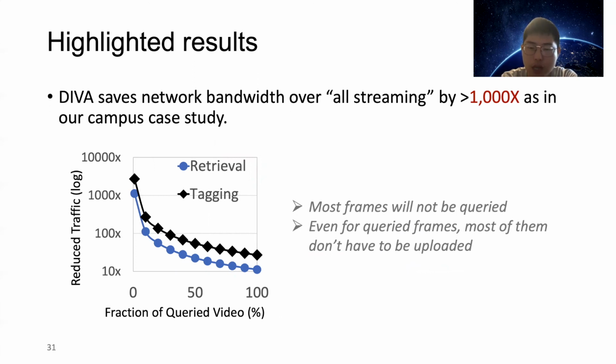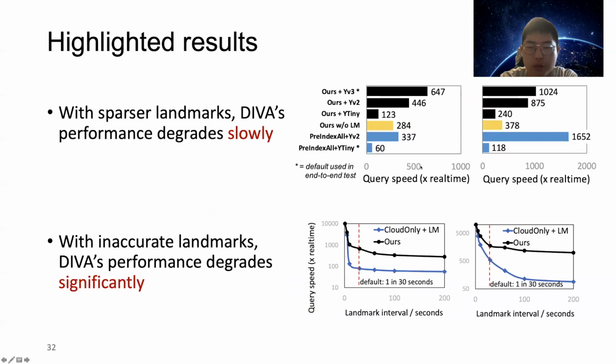The network saving comes from two sides. The first one is cold video that is never queried, and the second one is video filtered by the operators of DIVA during the query time. Finally, we repeat our experiments with different camera hardware. The results show that DIVA can tolerate sparser landmarks with acceptable performance degradation. However, using cheaper neural networks to build inaccurate landmarks causes significant performance drop. So with limited on-camera computational capacity, it motivates us to build reliable, accurate, but sparse landmarks.